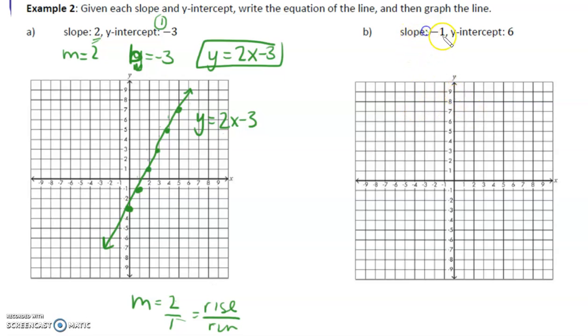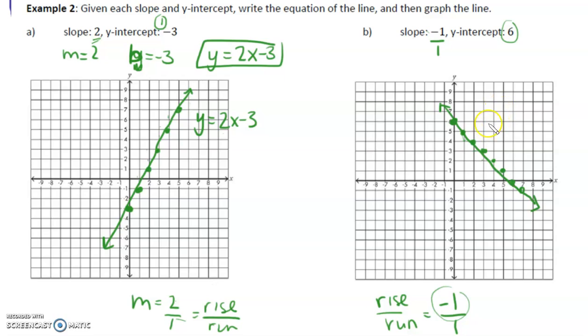For B, the slope is -1 over 1, and the y-intercept is 6. So let's plot this first. That's our reference point. That's where we start. This is going to be rise over run, so our slope is -1 over 1. So we fall 1 over 1, fall 1 over 1, and keep going. Then you just want to graph a bunch of these points.